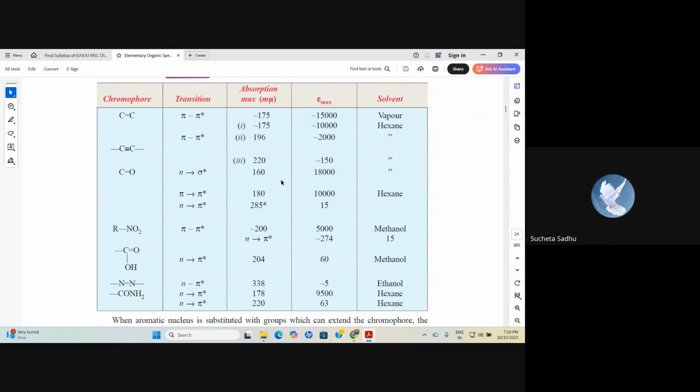Some typical groups are there that we have to remember, but all we don't have to remember. We can't remember all these things. This is for discussion, I am showing.